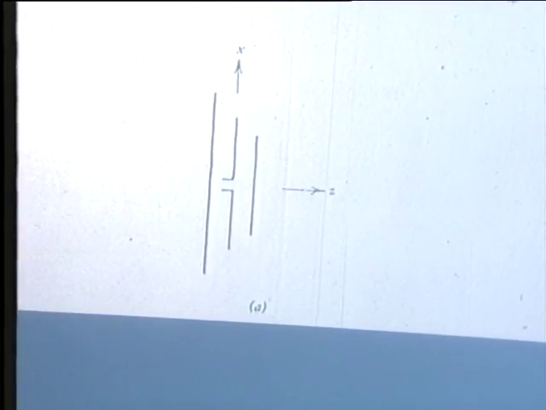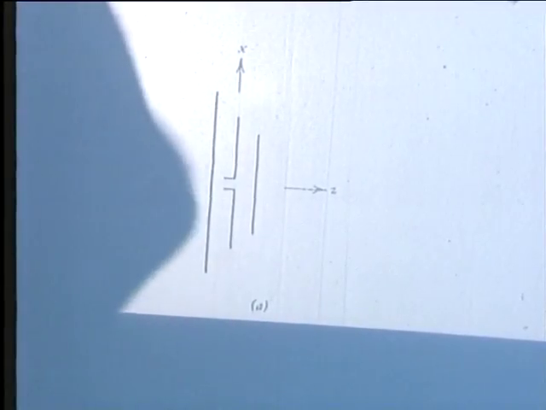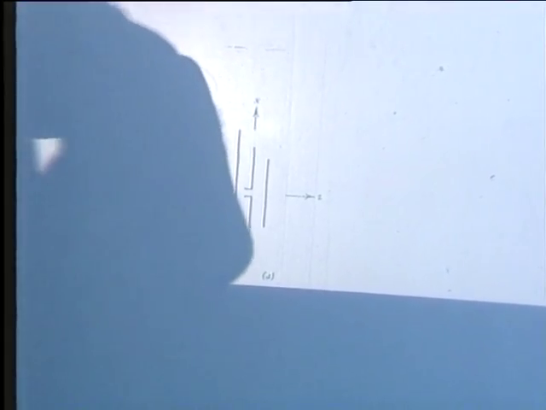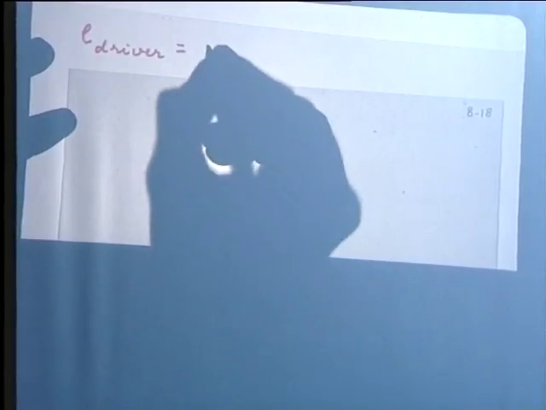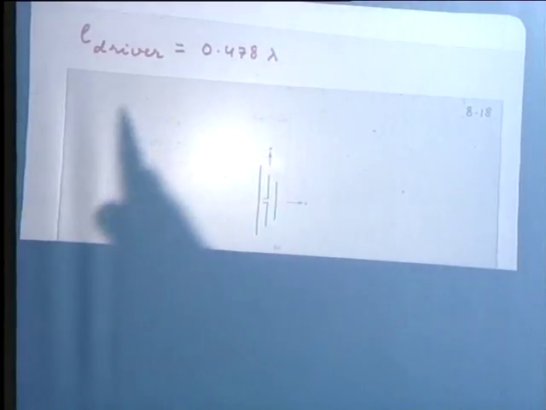To give you an idea of the kind of lengths that we have in mind here, the resonant length L driver, which we want to be exactly half wavelength or to resonate around half a wavelength kind of frequency, is typically 0.478 lambda. Close to lambda by 2, but slightly less. Of course, this particular resonant length depends also upon the thickness of the, say, conducting rod which is used to make the antenna. That effect is small, but it can change this value slightly.